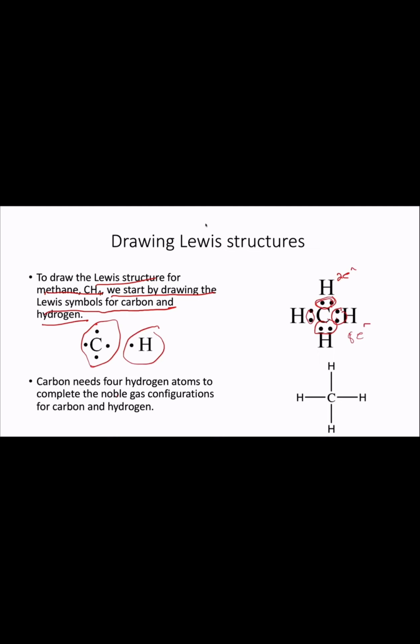Sometimes you will see me draw it with a line, but this actually means 2 electrons, an electron pair. This is what we call a sigma bond. They're equal to each other. So carbon needs 4 hydrogen atoms to complete the noble gas configuration. That's going to be the relationship between carbon and hydrogen.